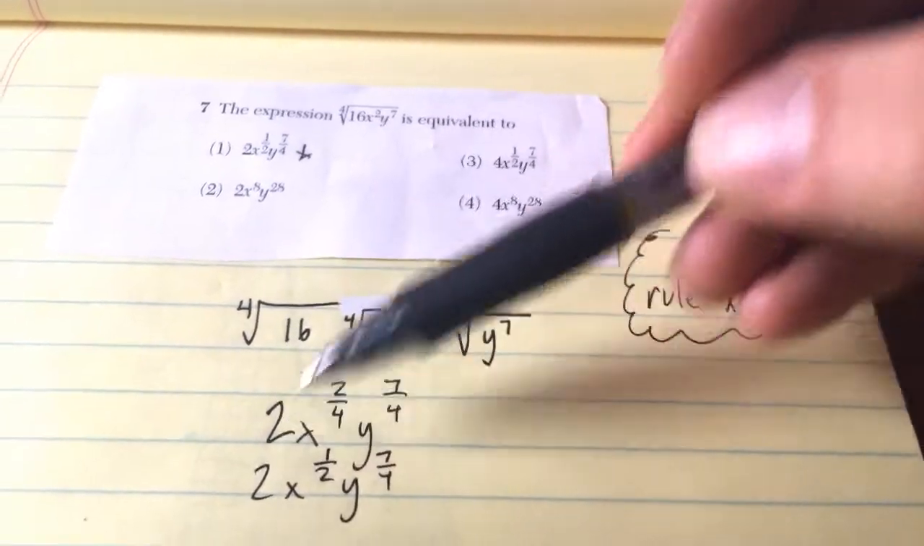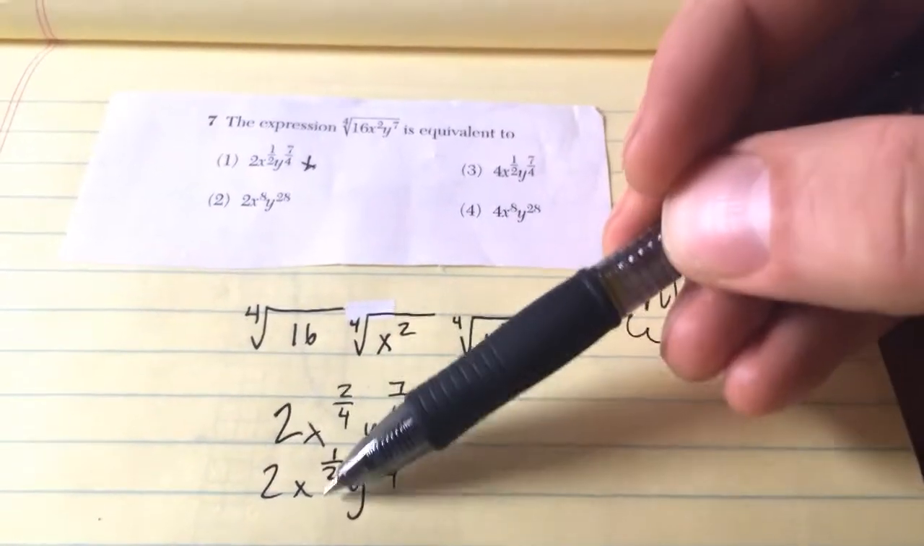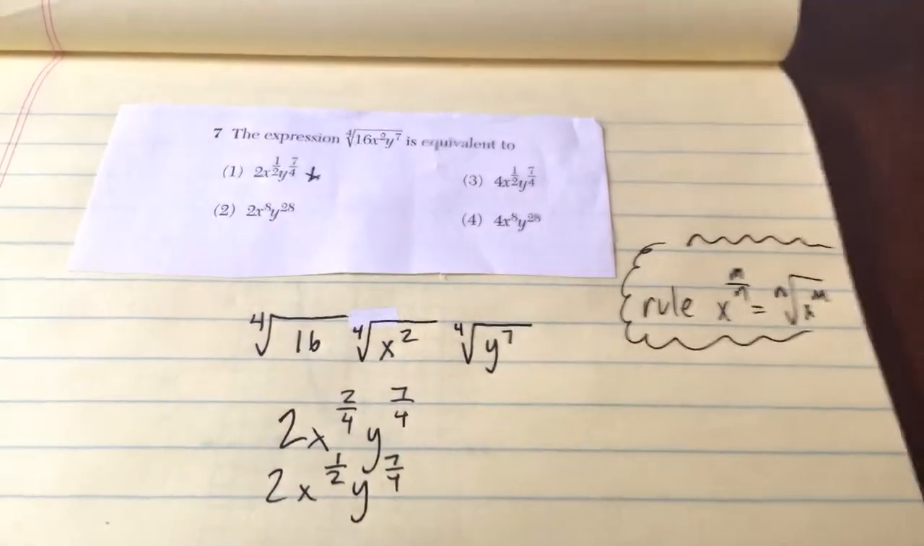The 4th root of 16 is 2. 2/4 reduces to 1/2. It was choice number 1.